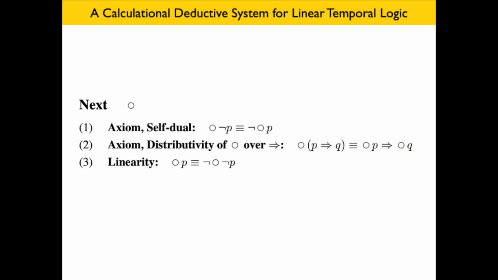So the first theorem in this system is number 3, which is linearity, which states that next P equivales not next not P. This is a pretty easy one to prove. I don't think we'll take the time to write it down. But I think if you start with the right-hand side, not next not P, and then in place of next not P, use self-dual, and then what you will get is not next P, and then double negation will get you to the left-hand side. So that's a pretty straightforward one.